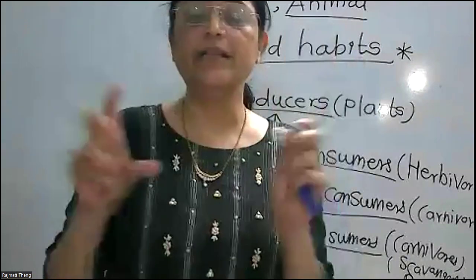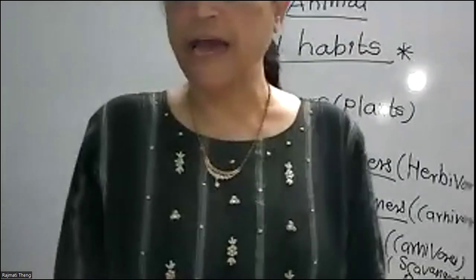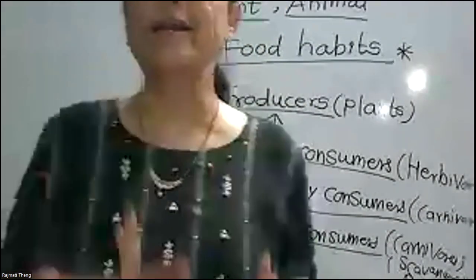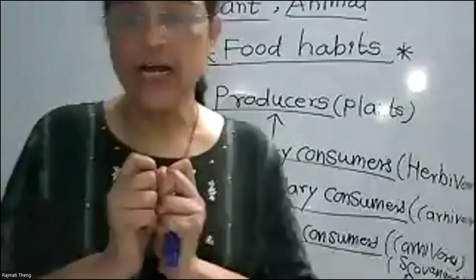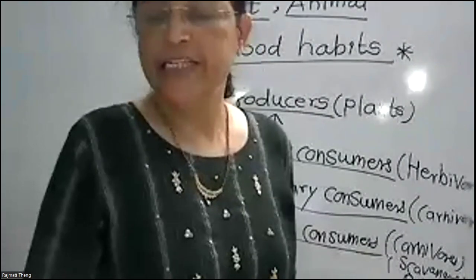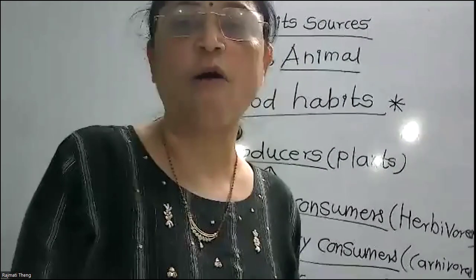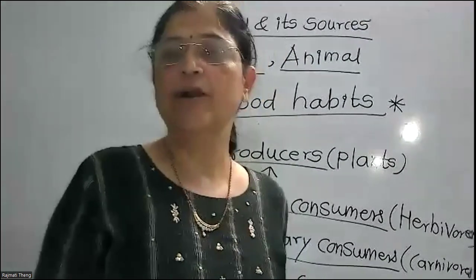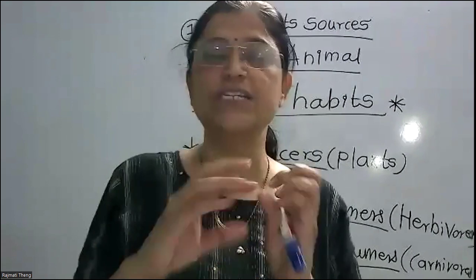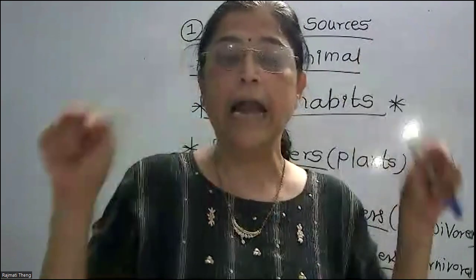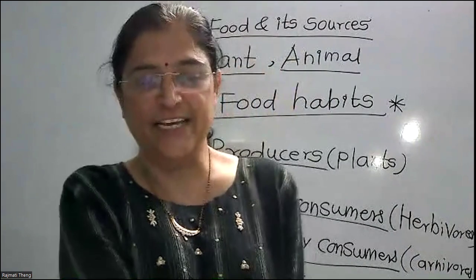So in the environment, many food chains exist, and an organism can be a part of more than one food chain. This network of food chains is called a food web. Food web means network of food chains. In the food web many food chains are interconnected, interlinked, and it makes the food web.